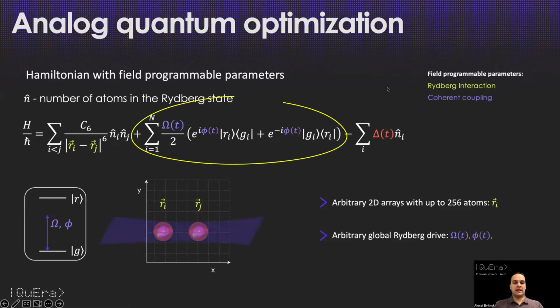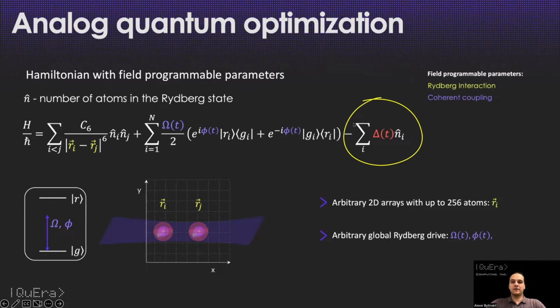The second term has to do with the laser drive, or this global excitation of the atoms into the Rydberg state, and that is the analog program that you input into the FPQA, programmed by the time domain dependence of the strength of the laser drive and the phase of that drive. And then finally, the last term that you see in red is the detuning of the global drive from the ground to Rydberg resonance, and this term can be thought of as an energy bias that gives preference for atoms being in the ground state or in the Rydberg state.